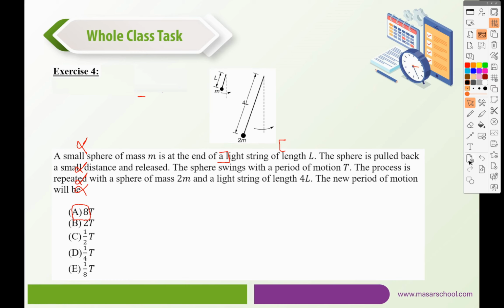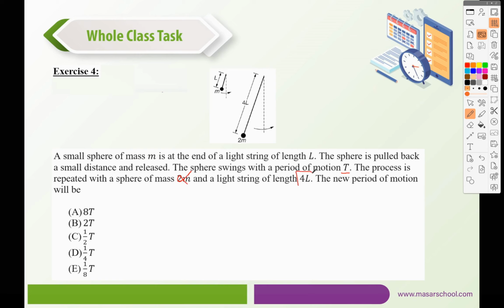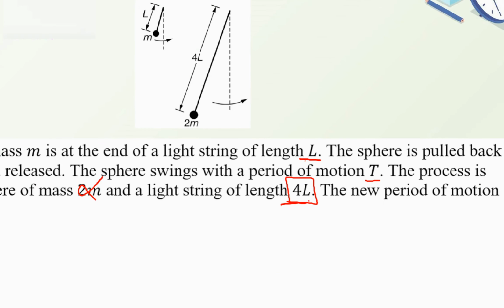Now exercise 4. A small sphere of mass m is at the end of a light string of length L. The sphere is pulled back a small distance and released. Small distance means we are in the regime of simple harmonic motion. The sphere swings with a period of motion T. The process is repeated with a sphere of mass 2m. That's not important for us, because for a pendulum the mass is not important, whereas the length of the string is important. We have a factor of change from L into 4L.